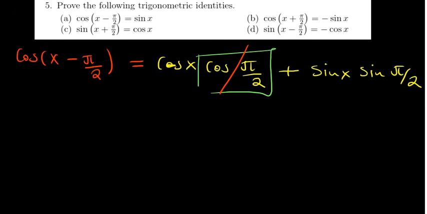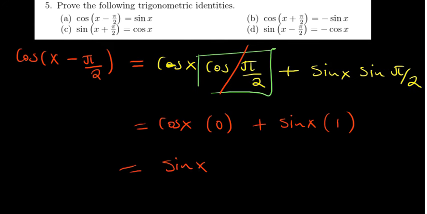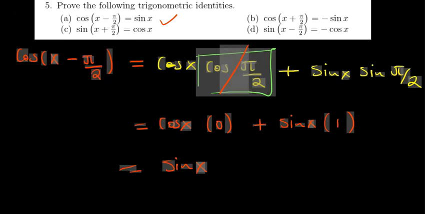You can actually use the special triangles if you want. So we're going to have cosine of x multiplied by 0 plus sine of x. Now sine pi over 2 or sine 90 is equal to 1, so you only remain with sine of x, which means we've now proven that it's correct. At this point, I'm sure you've understood what I was trying to explain, so you can attempt the others. Let me give you the other one.